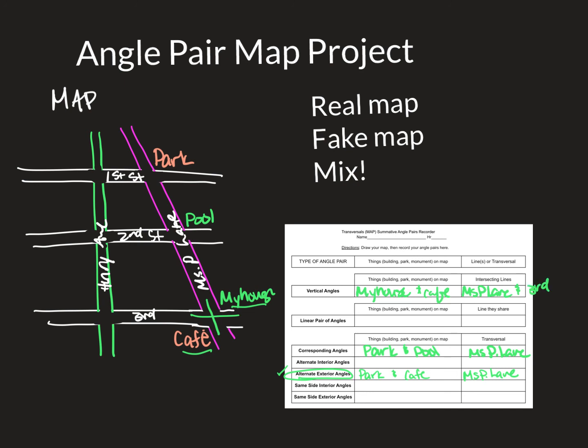When you have a linear pair of angles, that's like you've added up 180, so maybe I put a school here, and over here I put the store. Those have now made 180 degrees, so I can say school and store. And the line that they share in this case is going to be 2nd Street, because that's kind of like the line that they end up making. So I'm going to call that 2nd Street.